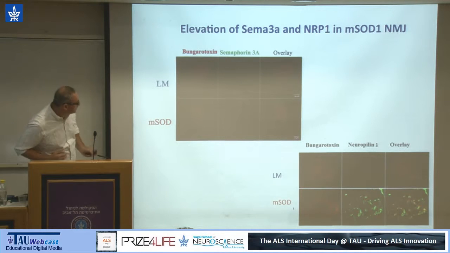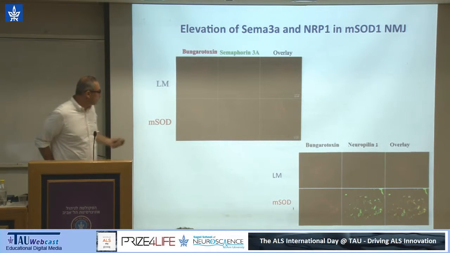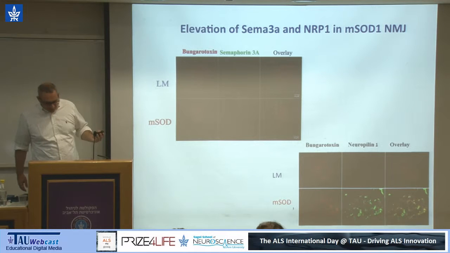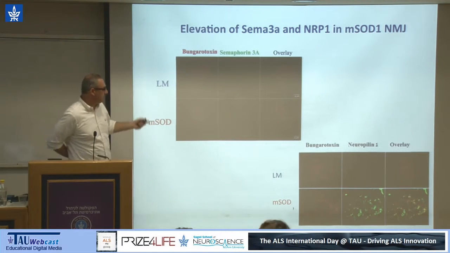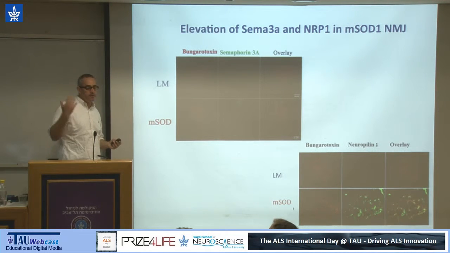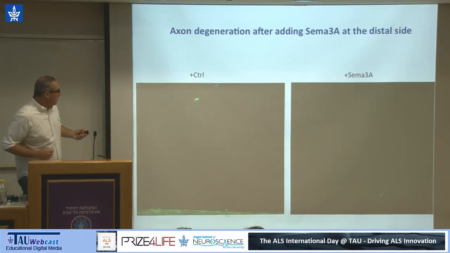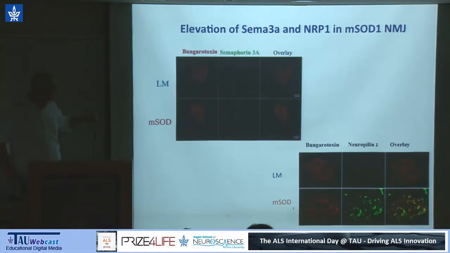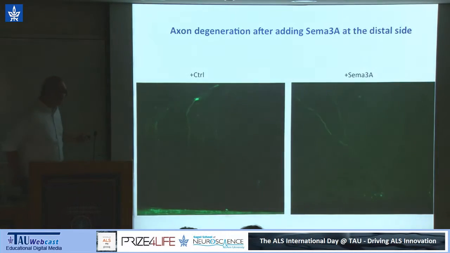The details don't matter. It's hard to see because of the light, but looking also at the neuromuscular junction itself, we see that in the neuromuscular junctions themselves, there is an increase both in the semaphorin and in the receptors for semaphorin. Maybe we do need to turn down the light a little bit. Okay, now you can see it better.